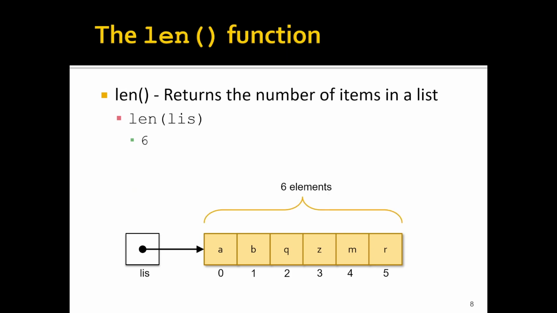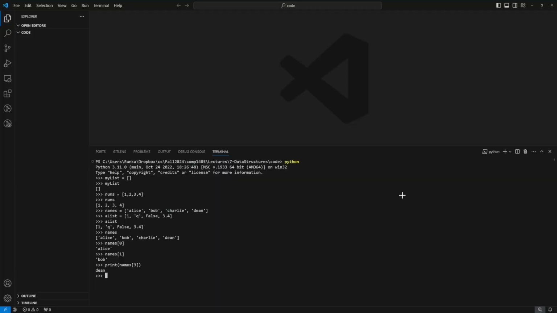If we want to know how many items are in any given list, we can use the built-in len function. So len, and then in brackets, we pass in whatever list we want to evaluate, and that will return the number of elements in that list. So we could say len of names, just the whole list there, and it gives us 4 elements back. I could say the len of nums happens to also be 4.